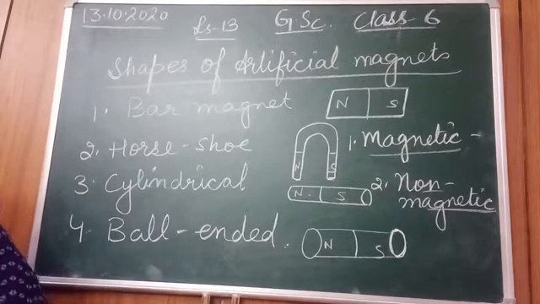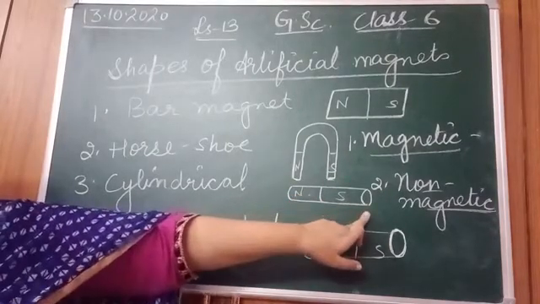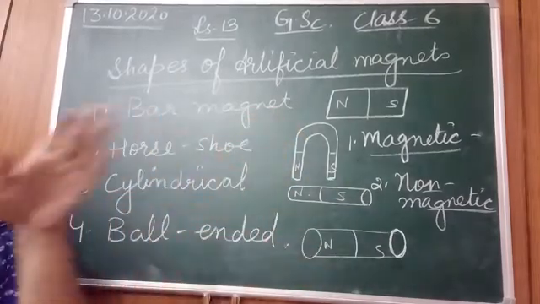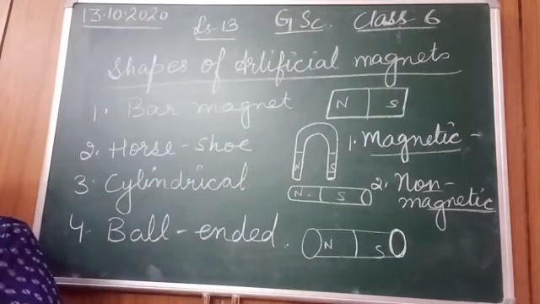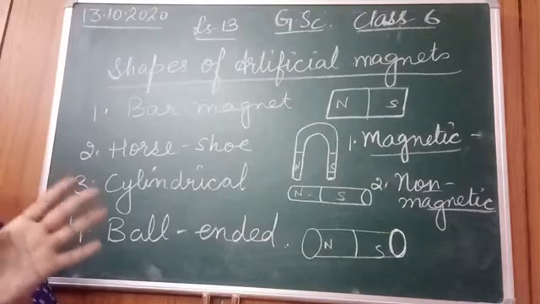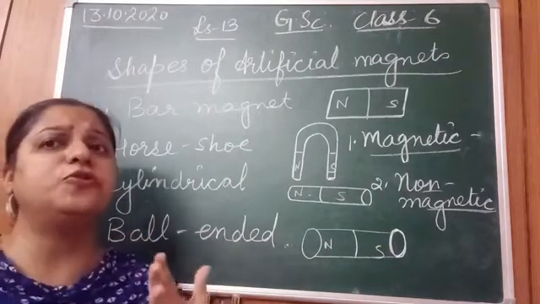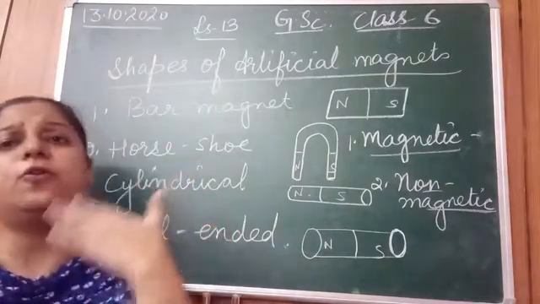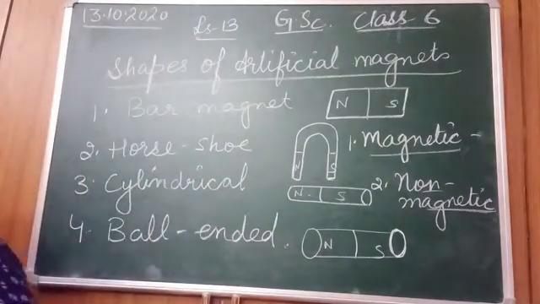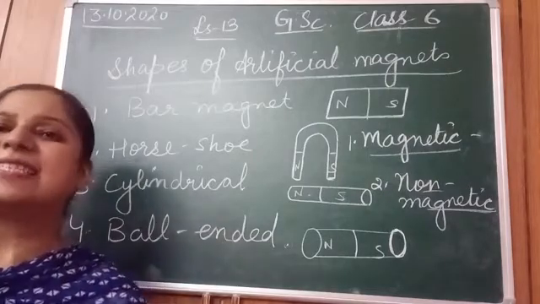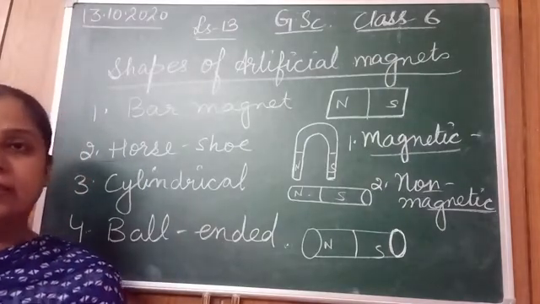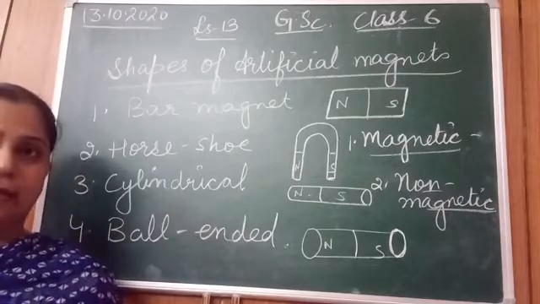In the same way, there are non-magnetic materials. Non-magnetic materials are those materials which do not get attracted by a magnet, or you can say which do not get attracted towards the magnet. They are known as non-magnetic materials, like plastic, wood. They are not attracted towards the magnet.